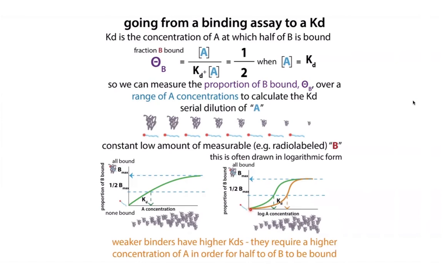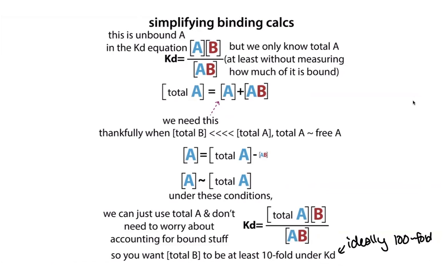If you have none of your A, you're not going to have any bound. And if you have more A than your capacity, then you're going to saturate. But somewhere in the middle, you're going to pass that halfway mark where half of it is bound, and the concentration of A at which that happens is going to be the KD.